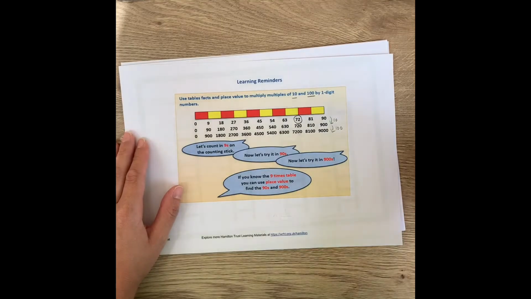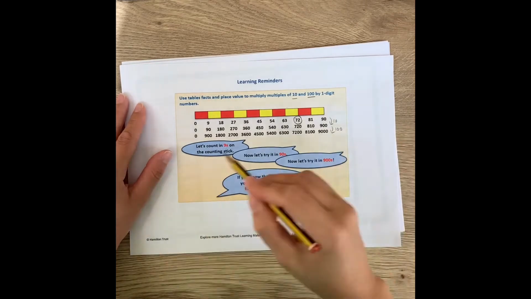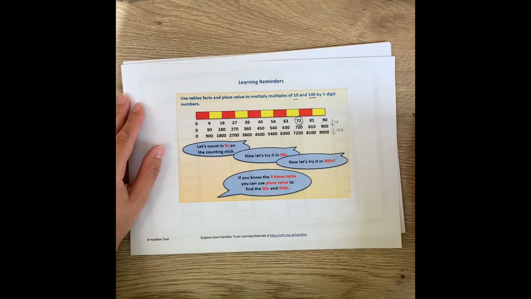So if we chose 72, for example, how many 9s are in 72? Sorry about that, guys. It suddenly got very, very bright where I was filming, so I've just shifted over so we're in the shade a little bit more.